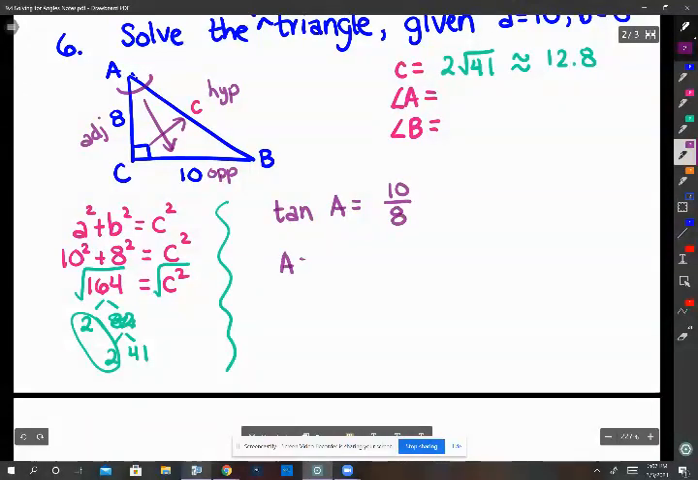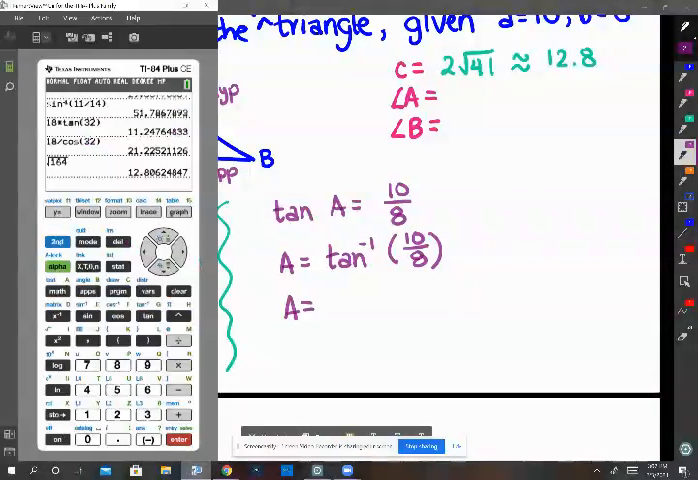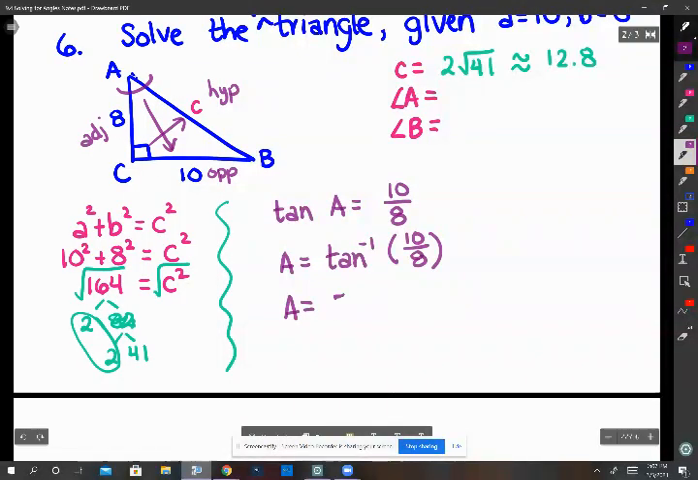And so to find an angle measure, remember that's where we do the inverse. And then in our calculator, we're just going to plug that in. And we're going to go second tangent. And we're going to go 10 divided by 8. And so we get 51.3. And that gives us angle A.